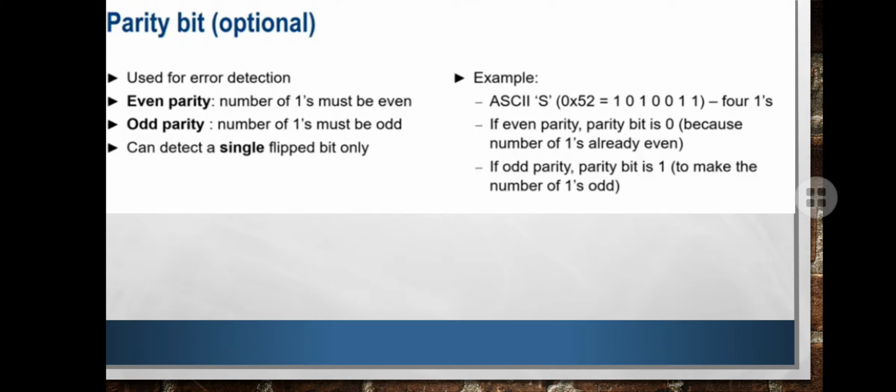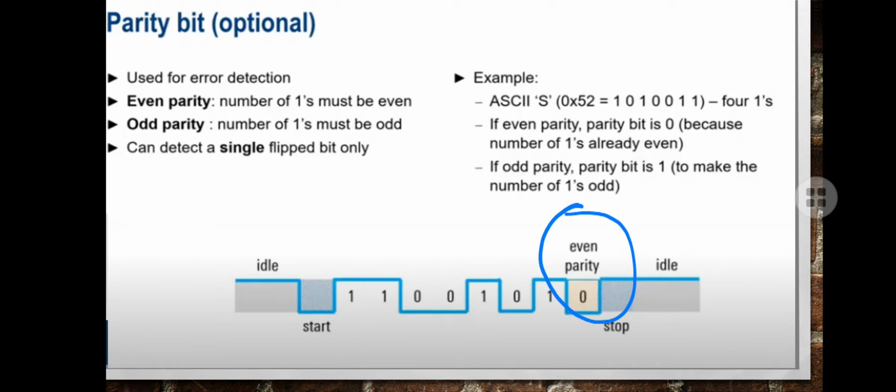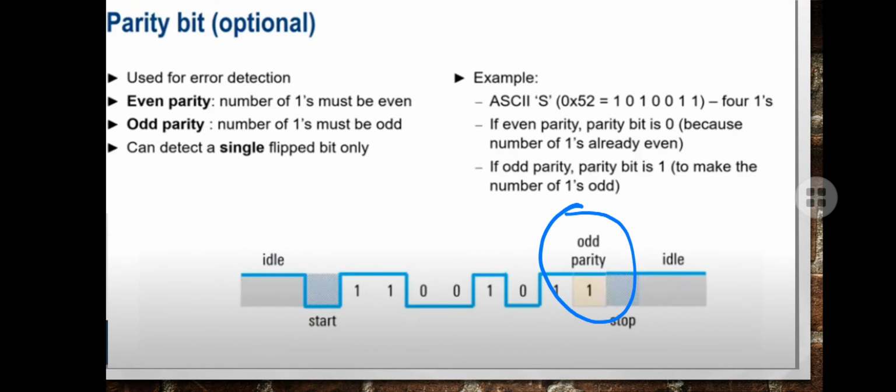Now, if our parity is even parity, it will check whether the number of ones is even or not. In this letter S, we can see that the number of ones is 4, which is even. So it will generate the parity bit as 0 because the number of ones is already even. But if it is odd parity, then the parity bit will be 1, so that the number of ones becomes odd, just like in the picture below. Here is the parity bit, for even parity it is 0, and for odd parity it is 1.